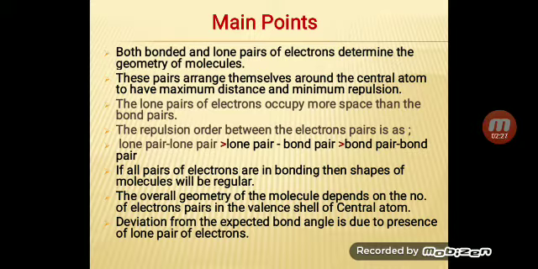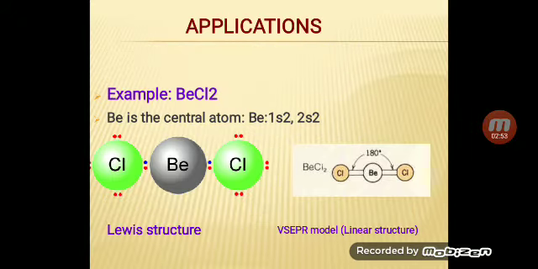If there is one or more than one lone pair of electrons present with the central atom of the molecule, then that molecule will have an irregular structure. The overall geometry of the molecule depends on the number of electron pairs in the valence shell of the central atom. So deviation from the expected bond angle is due to the presence of lone pairs of electrons.